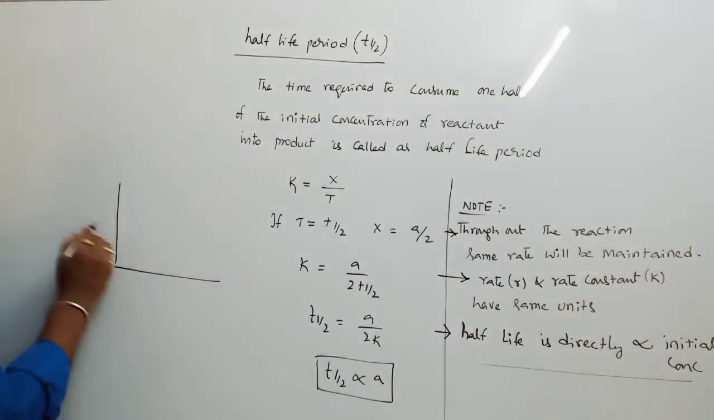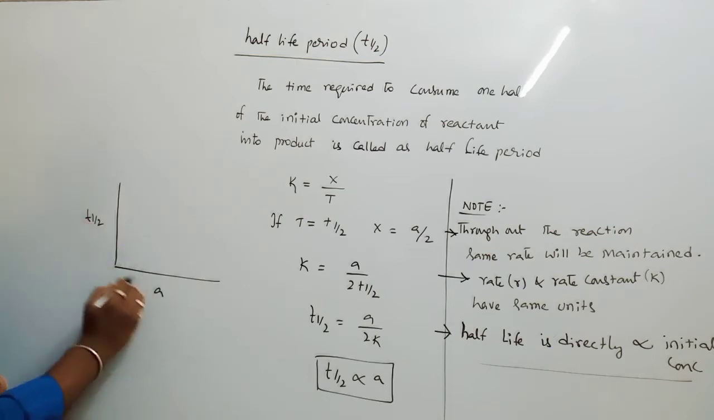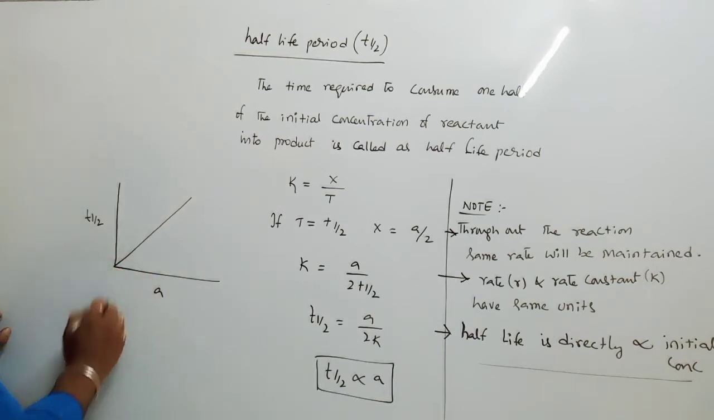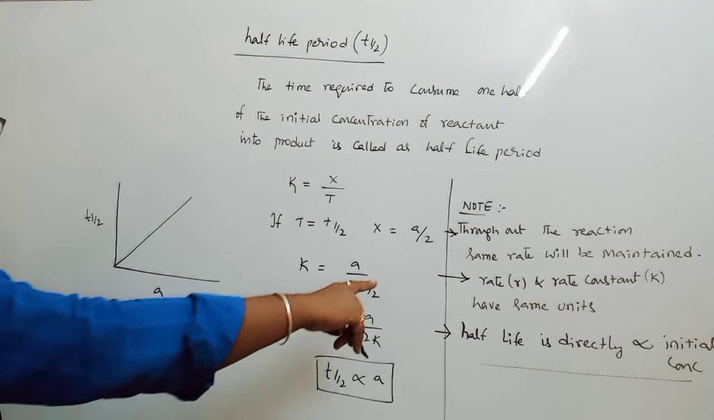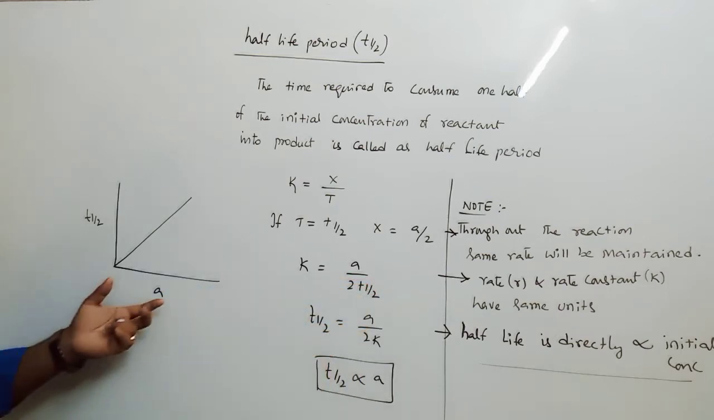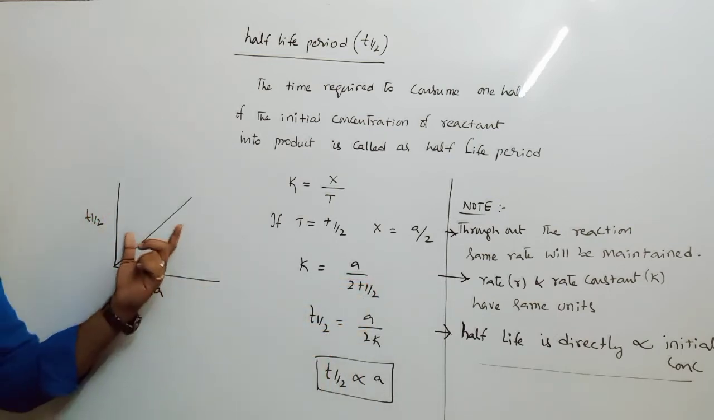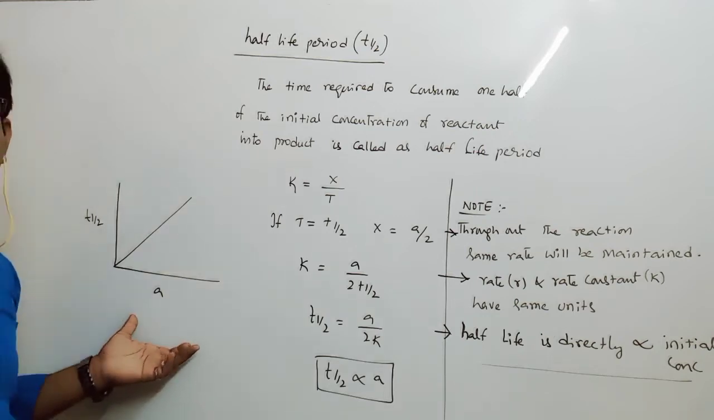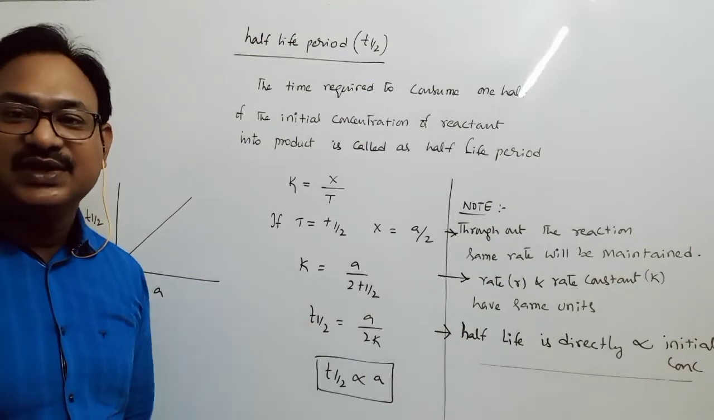So have a look at the graph. T half versus a graph will be like this. So t half is directly proportional to initial concentration. Are you getting it? So t half is equal to a by 2k. So the t half and a graph will be like this, and slope is equal to 1 by 2k. Slope value is equal to 1 by 2k. Okay. So that's it. It's about the zeroth order reaction.